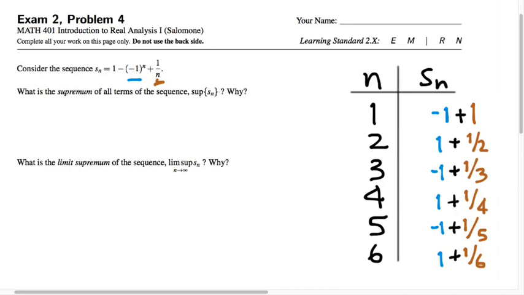And then I also, for all of my terms, I have this 1 at the beginning. 1, 1, 1, 1, 1, 1. Okay.